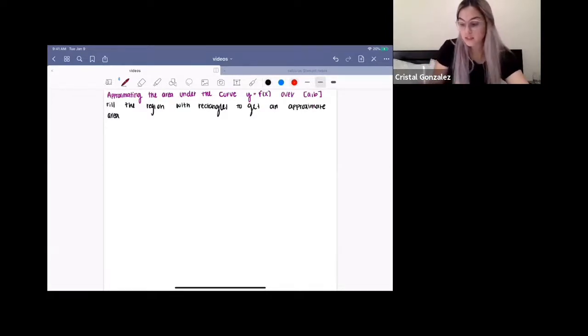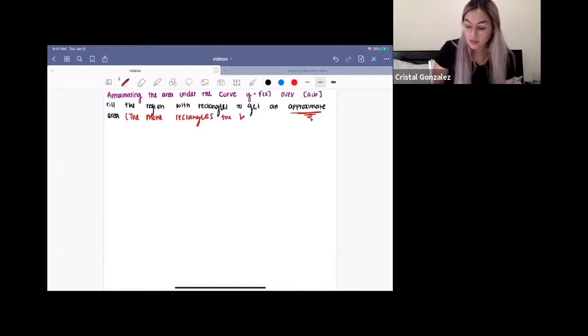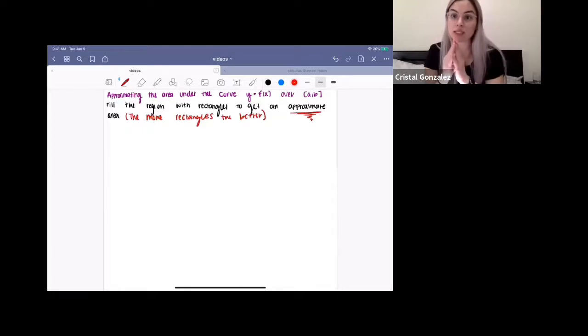And so again, this is an approximation of an area, not exact. But here the thing is, the more rectangles, the better. Because the more rectangles that we have, the smaller the rectangle is, and the less we overestimate. So having more rectangles is actually good.